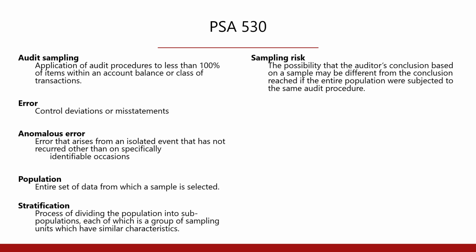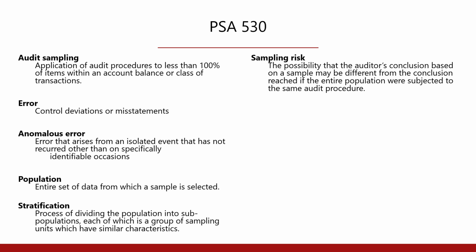Another, of course, is sampling risk, and we'll be talking more about sampling risk in a few. This is the possibility that the auditor's conclusion based on a sample may be different from the conclusion reached if the entire population were subjected to the same audit procedure. In other words, this is the possibility that the sample that you have chosen is not representative of the population. And because it is not representative of the population, then there is a risk that you might be giving an inappropriate conclusion because the sample does not actually represent the entire population. So that is sampling risk.